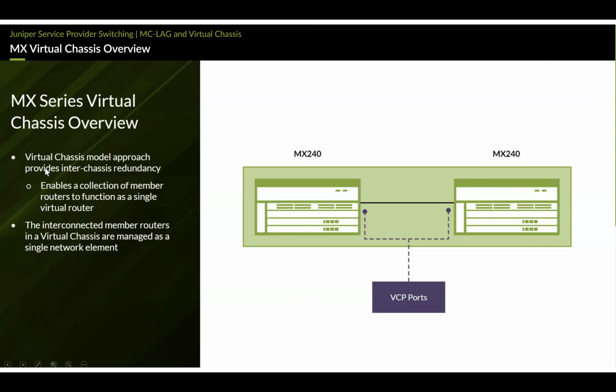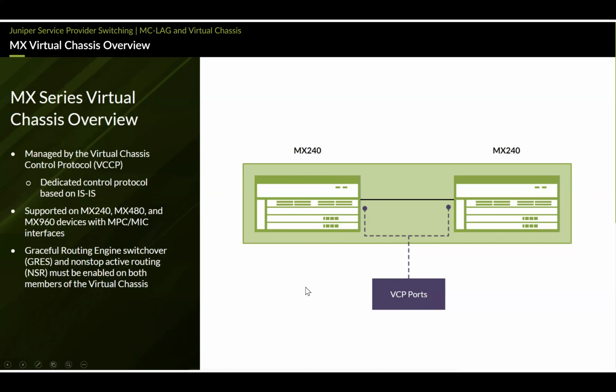The virtual chassis model approach provides inter-chassis redundancy and enables a collection of member routers to function as a single virtual router. This is the main theme. The interconnected member routers in a virtual chassis are managed as a single network element. So it is managed by the virtual chassis.